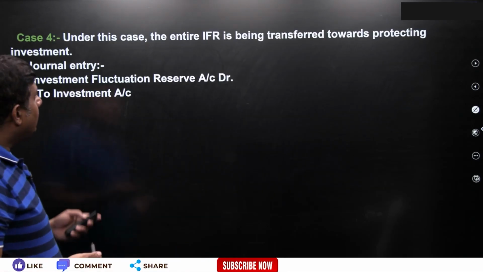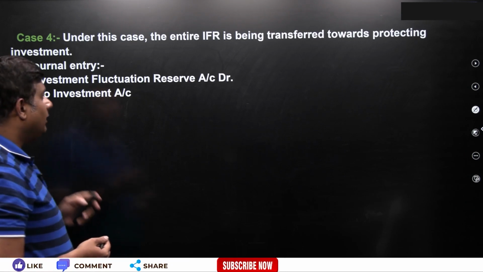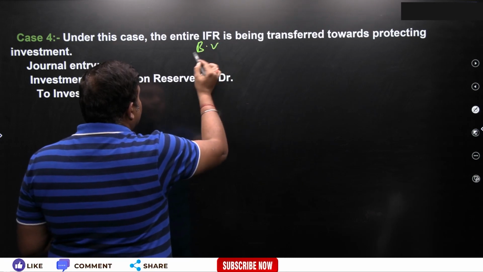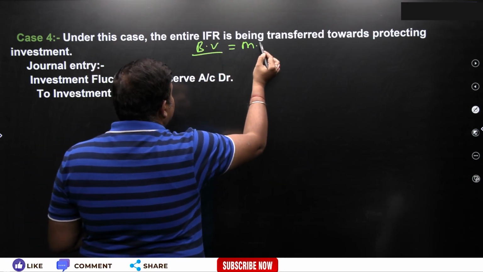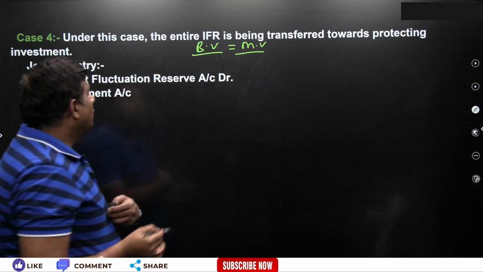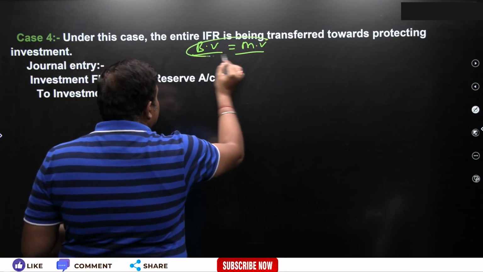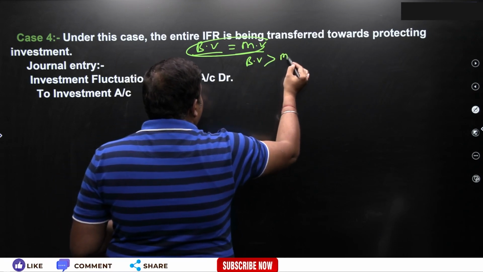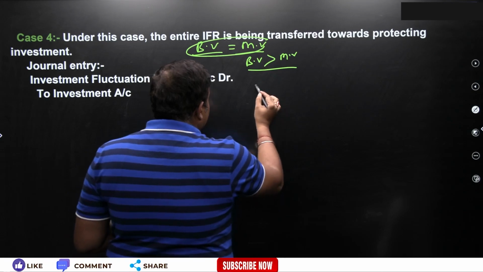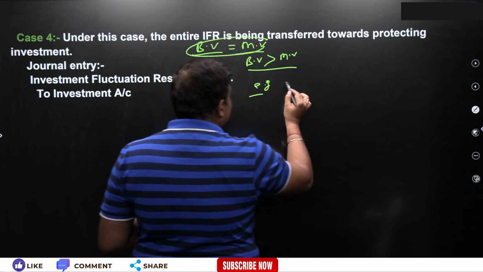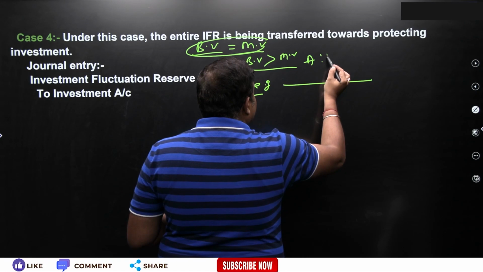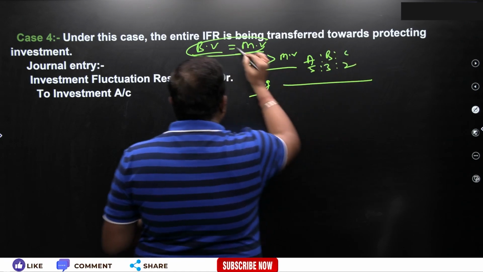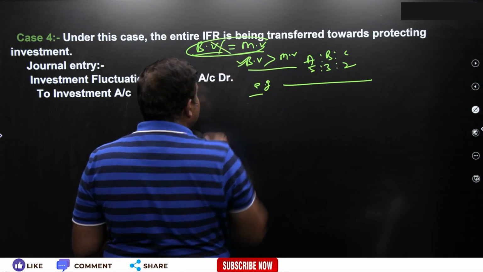Now under this case, the entire IFRS is being transferred to protect the investment. Now what is this? It happens when the book value and the market value are not the same, when the book value is greater than the market value. So what kind of example can we take? It's real simple. Again the same thing: A, B and C were the three partners, having a share of 5:3:2.